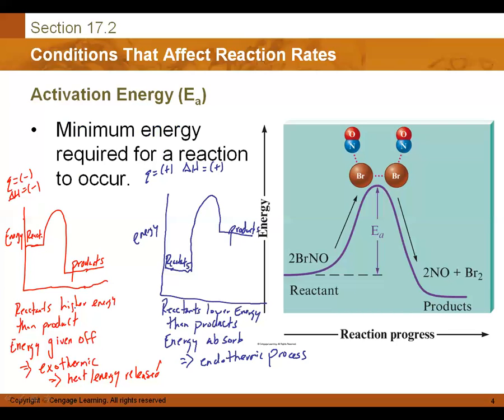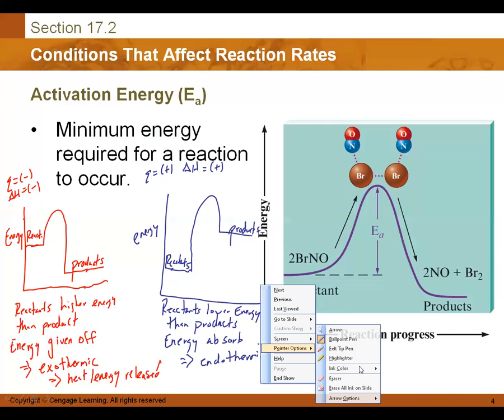You will also see reactants that are lower in energy than your products. That's an endothermic reaction when you look at an energy diagram. Any questions on that?